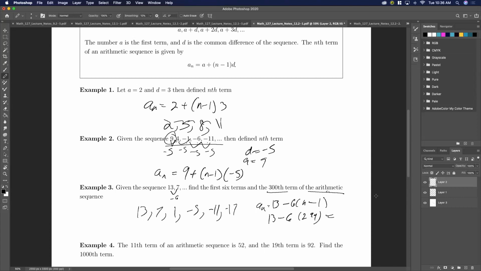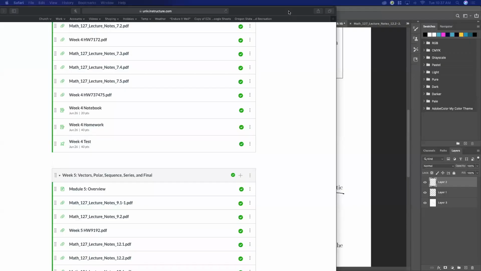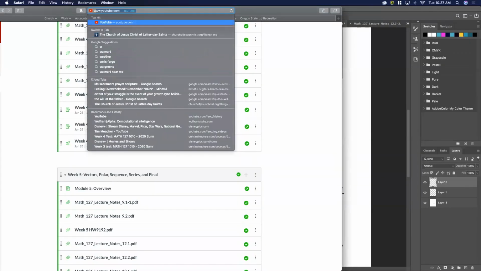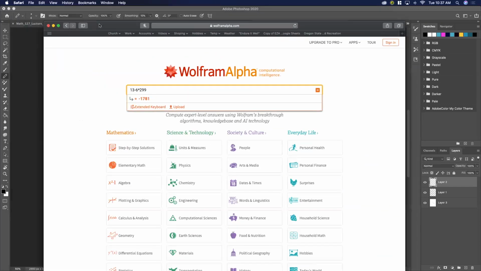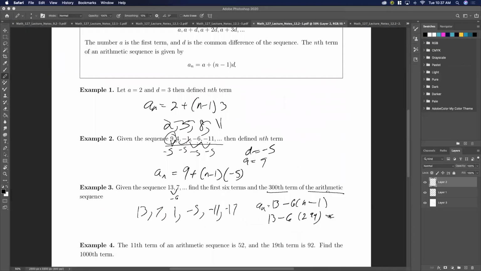And I'm going to crunch that through a calculator. You know, let's not be super lazy, right? But for the same token, I don't want to crunch that. All right, there we go. Wolfram Alpha. I need 13 minus 6 times 299. Oops, that is not times. Minus 1781. Perfect. Minus 1781. Okay.